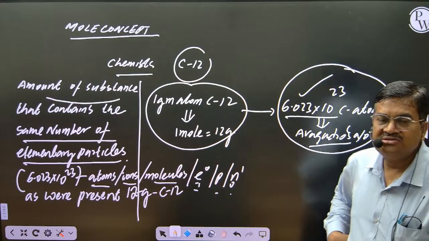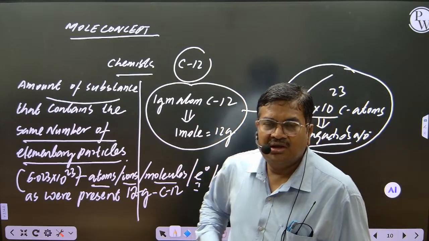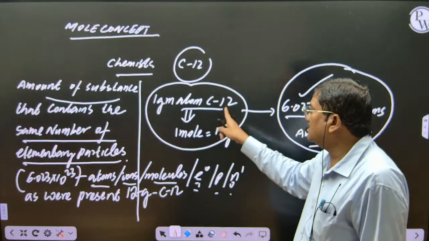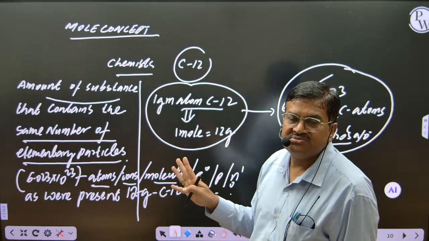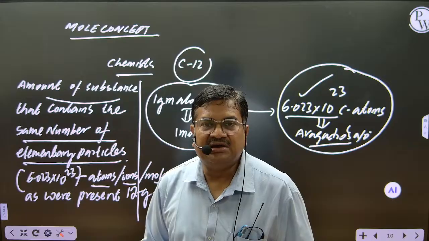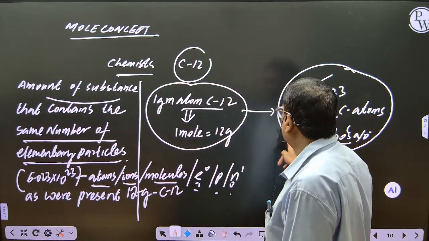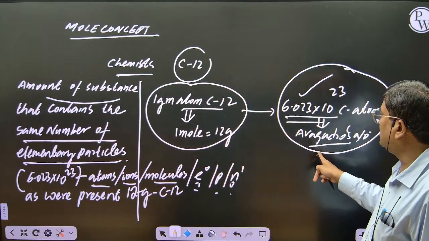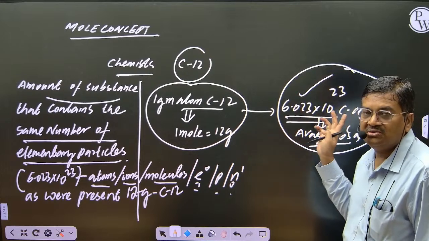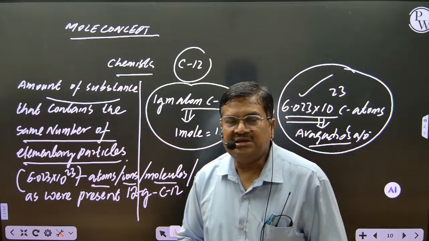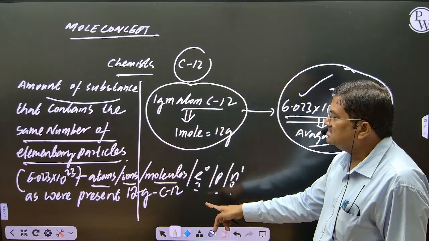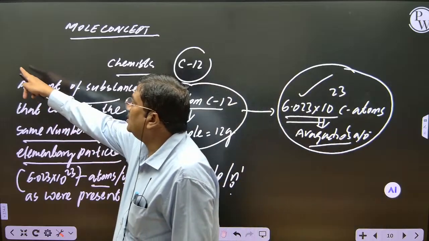Are you following, students? So simple it is. Simply, what does this mole concept say? In 1 mole of any substance you take, there will be a constant number. That constant number we call the Avogadro number, and this number is 6.023 into 10 power 23. And copy this statement for the definition of mole.